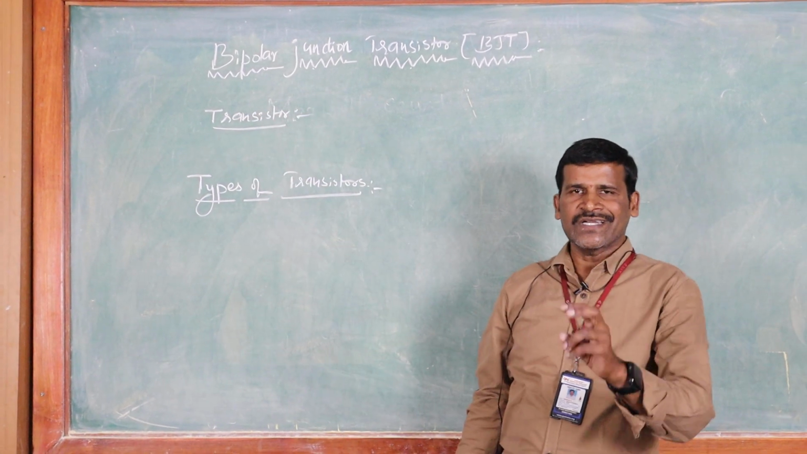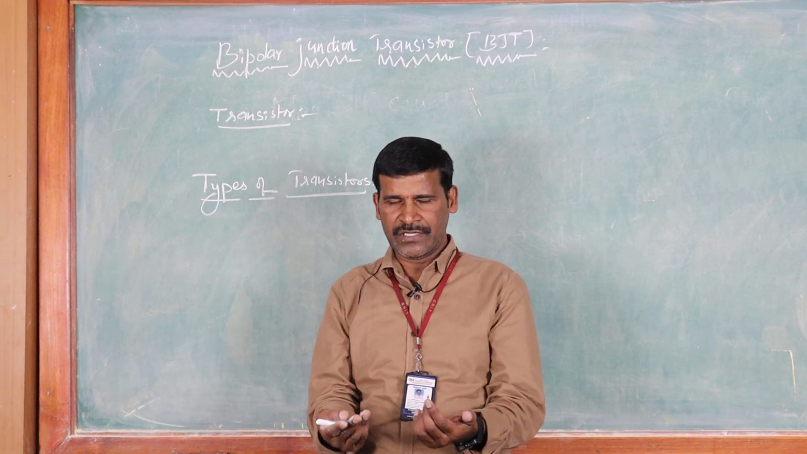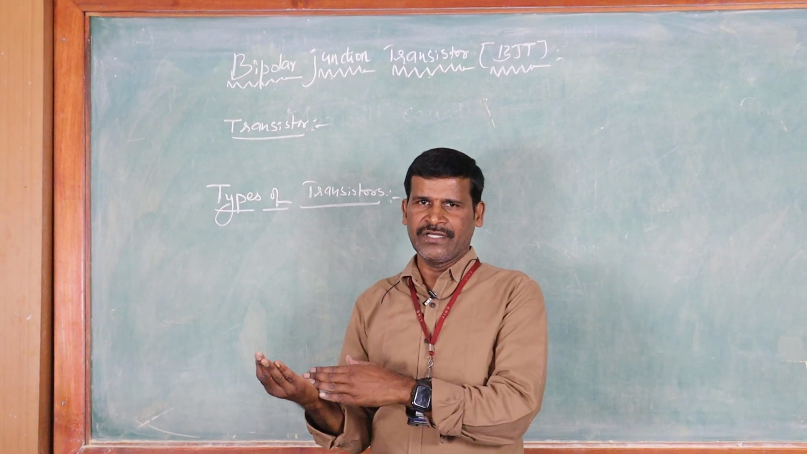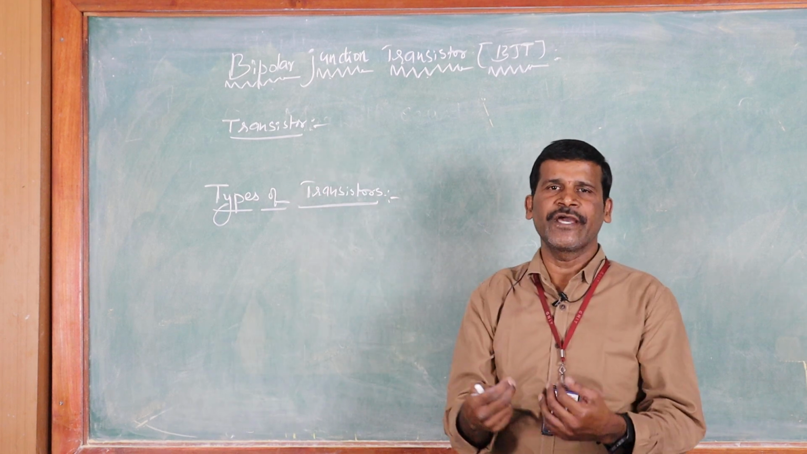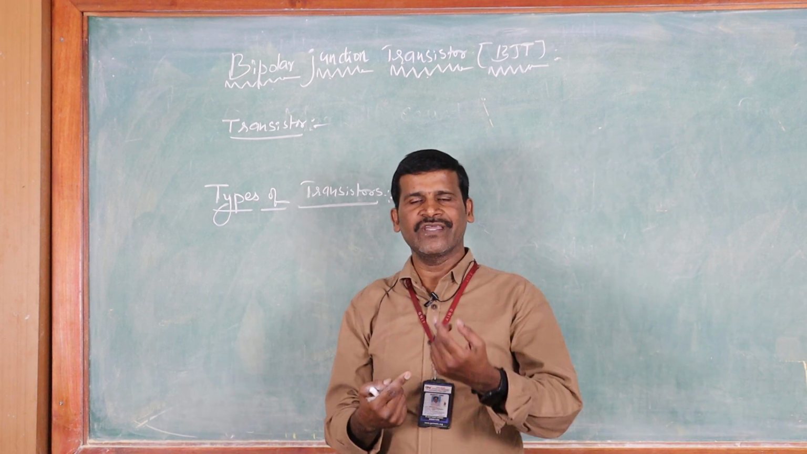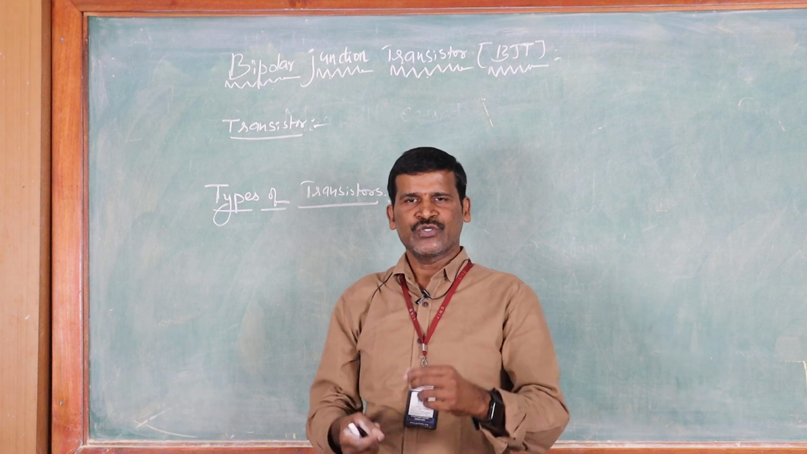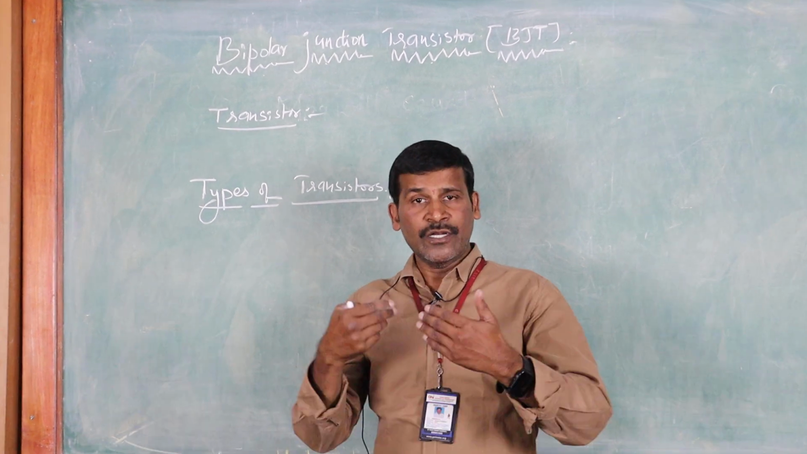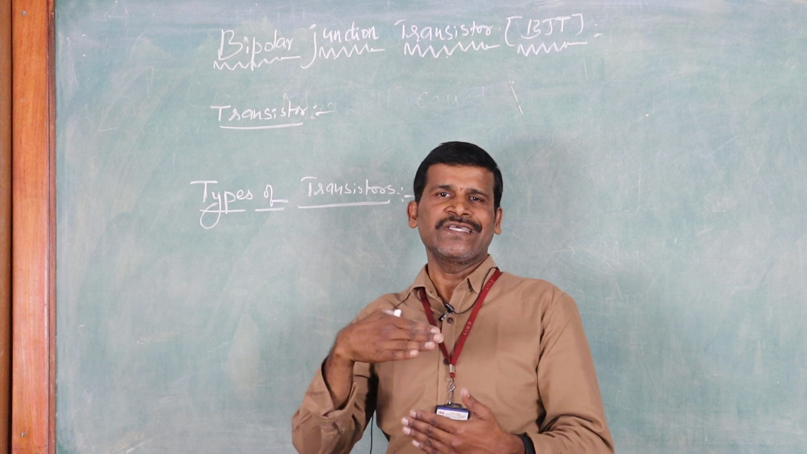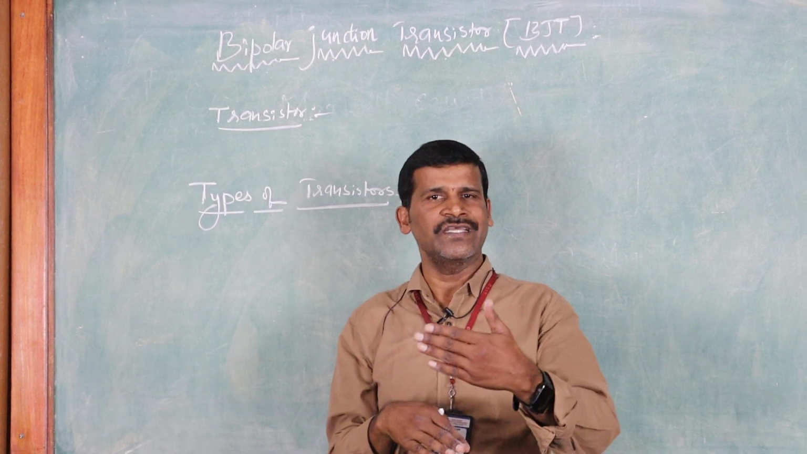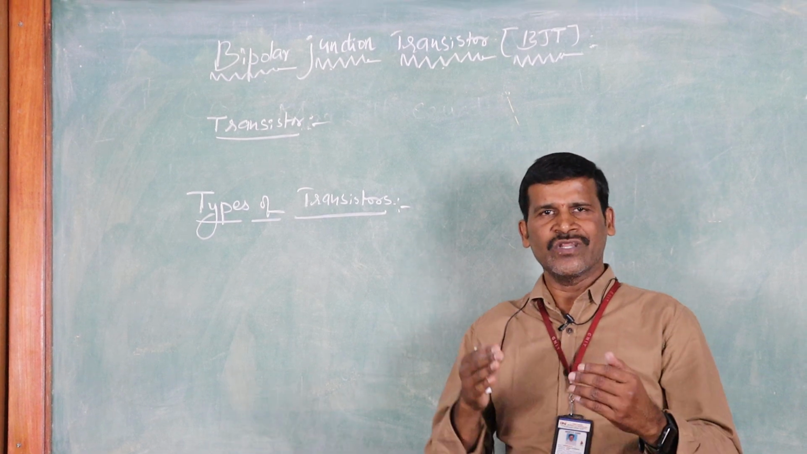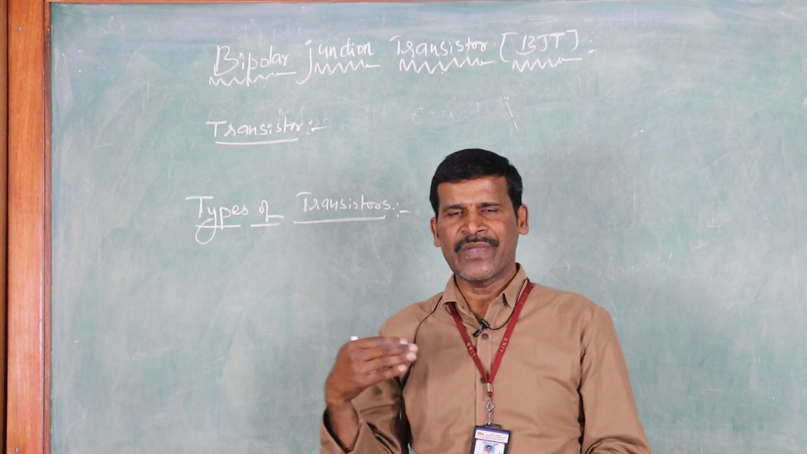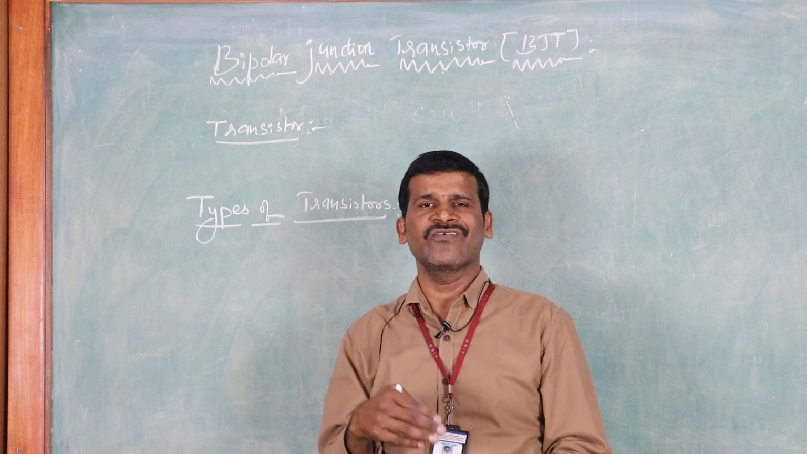A bipolar junction transistor consists of two junctions, an input junction and an output junction. Why does it require input and output junctions? For example, a PN junction diode is a unipolar junction device, so it allows the flow of current only in one direction, that is the forward bias direction, but not in the reverse direction.